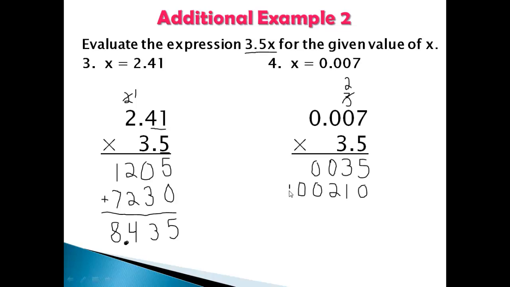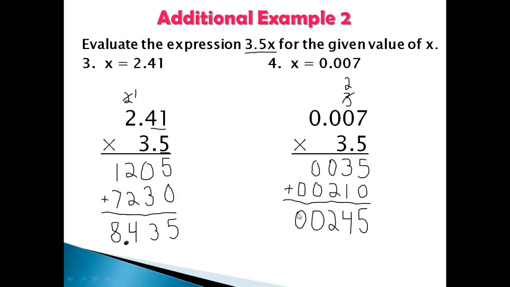Now we're going to add up our two rows. Five plus 0 is 5. 3 plus 1 is 4. 0 plus 2 is 2. 0 plus 0 is 0. And then we didn't have anything, plus 0 would be 0 again.